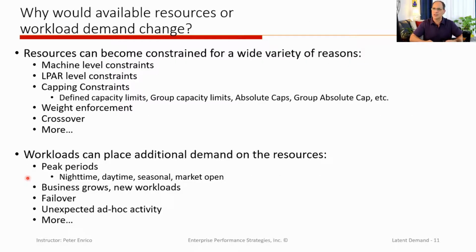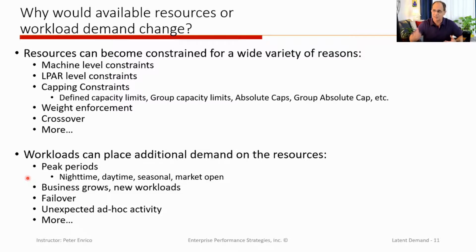So it's really a combination of usage of the resources and the workloads. So this is what it's saying here. Why would available resources or workload demands change? Well, resources become constrained for a number of different reasons. You have the machine constraint. Maybe the workloads outgrew the machine. You have the LPAR level constraints. Maybe you have a 10-way machine, but this particular LPAR is only configured with 5 logical processors, and it outgrew those 5 logical processors.